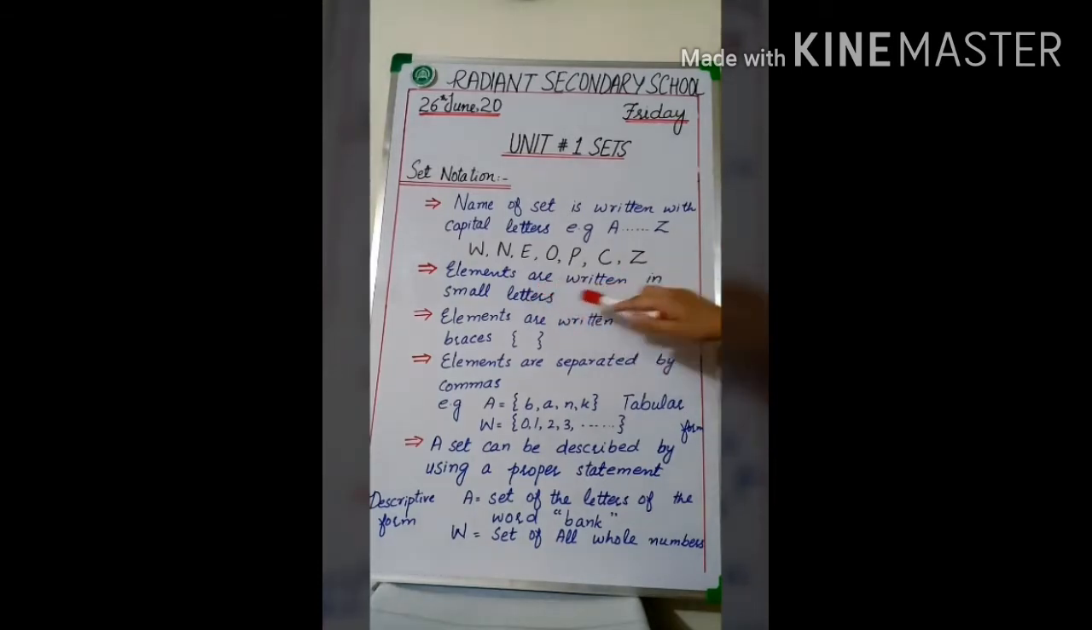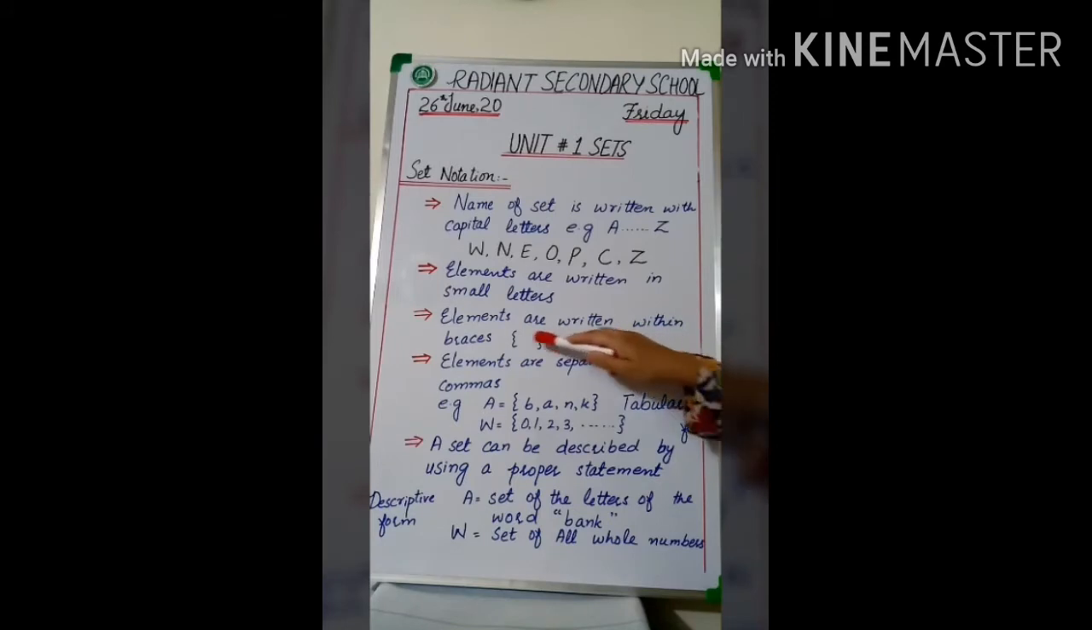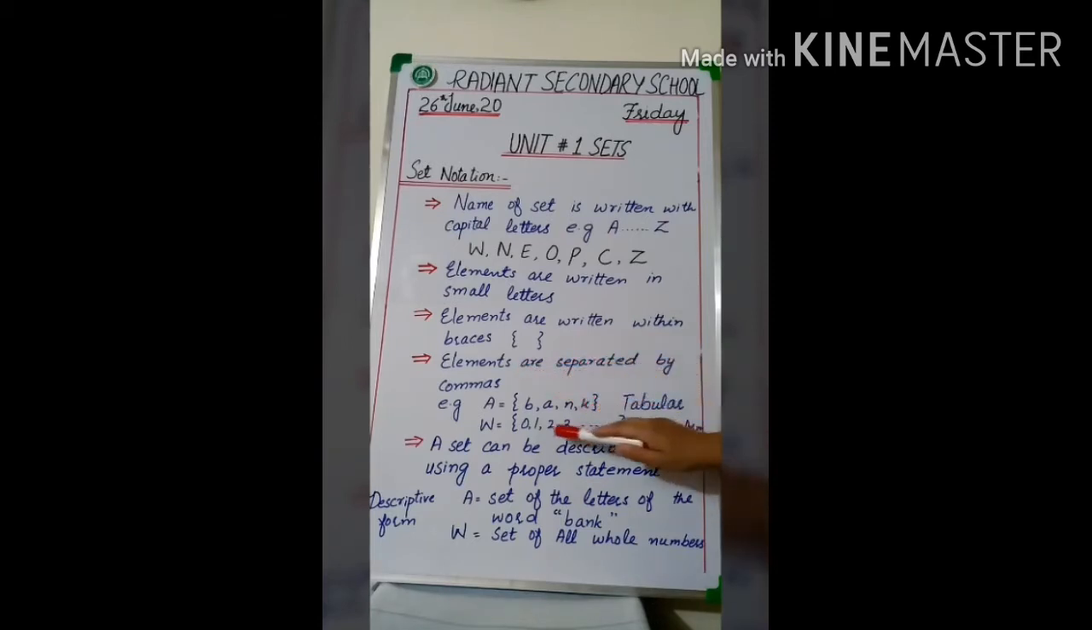Elements are written in small letters. For example, if you are writing such a set in which you are using some alphabets, then you will write all the elements in small alphabets. Elements are written within braces. This bracket will be used to write the elements. No other bracket will be used. Elements are separated by commas. When you write the elements of any set, you will separate them by putting the commas.